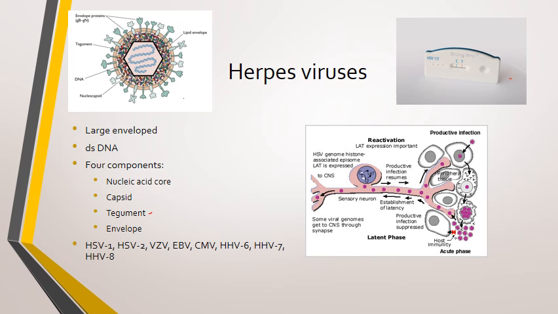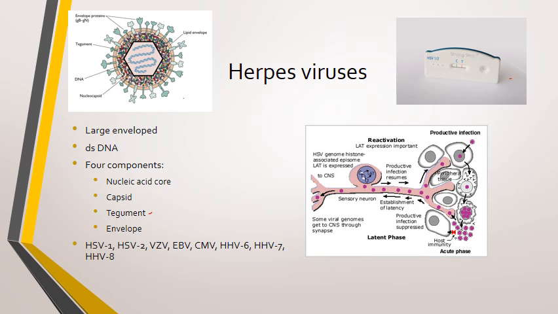Herpes viruses. Okay, the herpes virus family contains 8 viruses. You got to know them all, and you've heard of them all before. But it contains eight viruses that cause havoc throughout the clinical world. Okay, it's a fairly large virus. It is a large enveloped virus, and it's a double-stranded DNA virus.